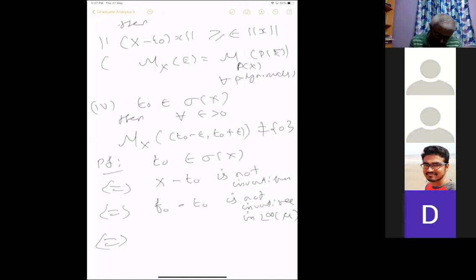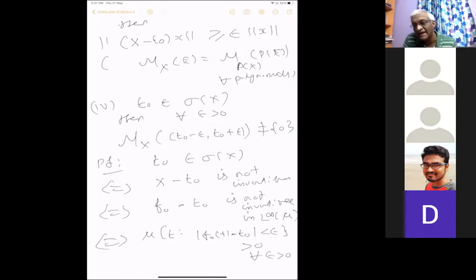So this is not invertible is equivalent to saying mu of the set of t such that |f naught(t) minus t naught| is less than epsilon is greater than 0 for all epsilon. This is precisely what I proved. The proof is: if something is in the spectrum, something is not invertible.